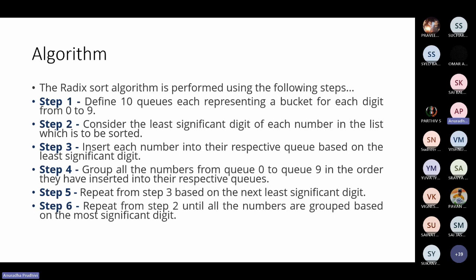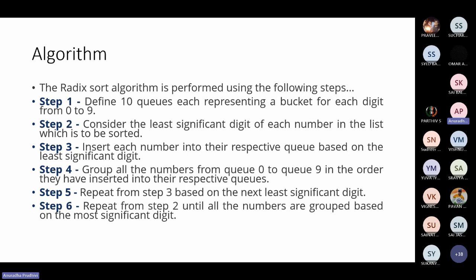Next, group all the numbers from Q0 to Q9 in the order they were inserted into their respective queues. So what we did first, we took 10 queues. First we consider the least significant digit, and based on it we insert the number in that queue. After inserting, we group all the numbers from Q0 to Q9, and then we get some order.